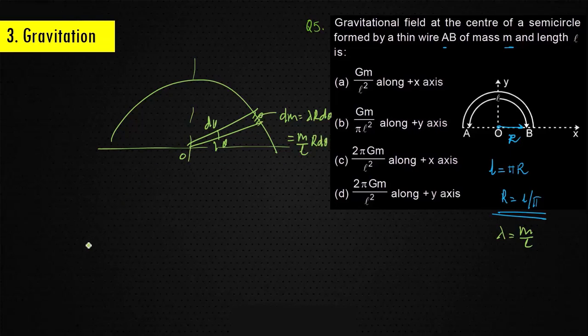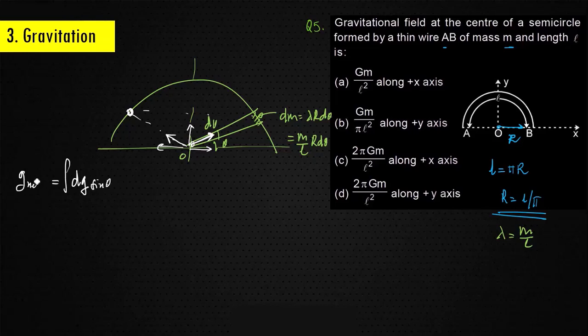Now for this elemental mass dm, the field produced at this point is in this direction. Similarly, diametrically opposite, there will be another dm, and for that the field will be in this direction. The cos component, that is the horizontal component, cancels out, so we are left with only the vertical component, dg sine theta. So the net field at point O is the integration of dg sine theta.